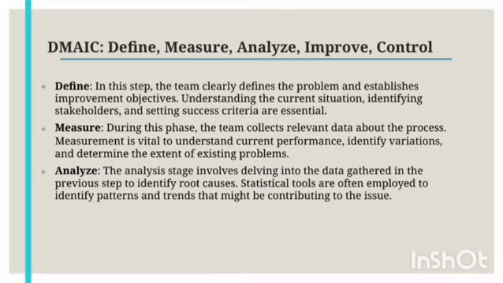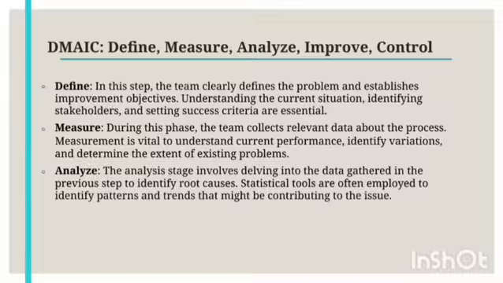DMAIC: define, measure, analyze, improve, control. Define: in this step, the team clearly defines the problem and establishes improvement objectives. Understanding the current situation, identifying stakeholders, and setting success criteria are essential. Measure: during this phase, the team collects relevant data about the process. Measurement is vital to understand current performance, identify variations, and determine the extent of the existing problems.